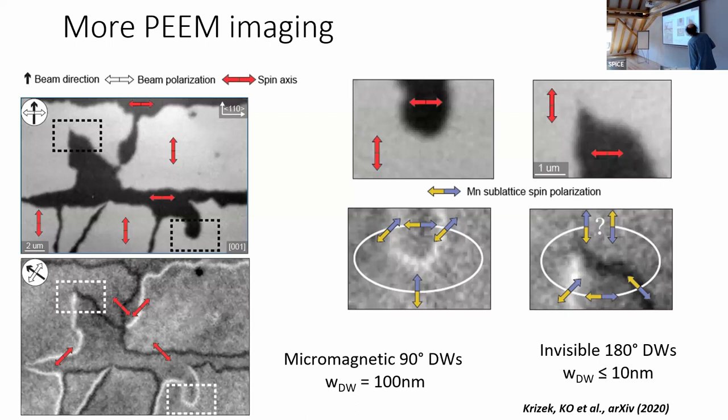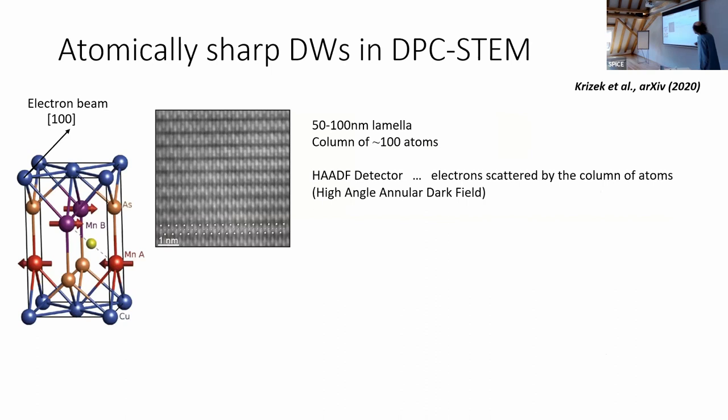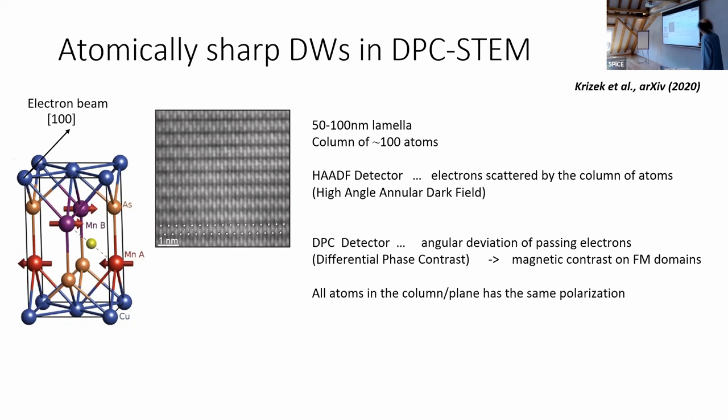And this was a puzzle. We did an experiment in which we took a nice piece of copper manganese arsenide where we have cut a lamella from it, which has thickness of 50 to 100 nanometers. So each of the points represents basically a column of 100 atoms, and normally one would use this HAADF detector, which measures the intensity of scattered electrons. So you basically measure mass of the atoms in the column. But people also use DPC detector, which measures the angular deviation of electrons which are passing through the structure.